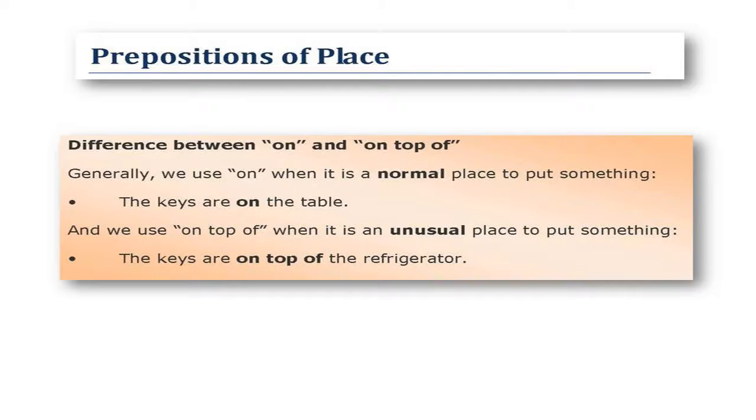Difference between on and on top of. Generally, we use on when it is a normal place to put something. The keys are on the table. And we use on top of when it is an unusual place to put something. The keys are on top of the refrigerator.